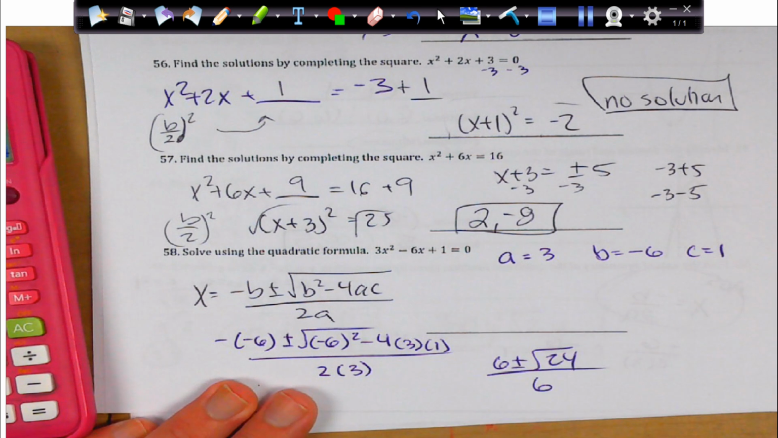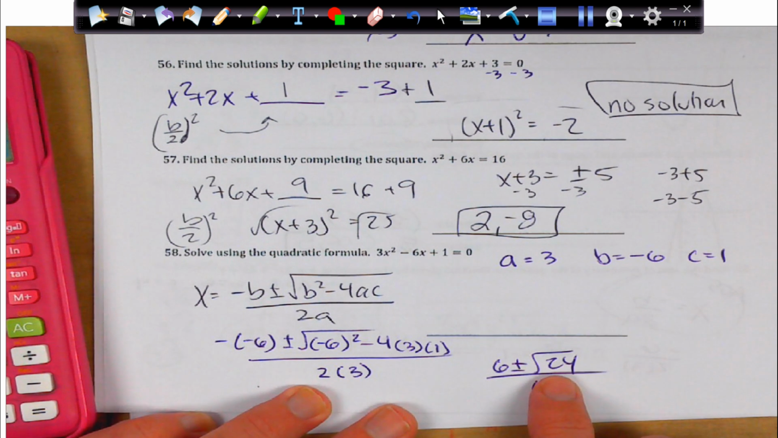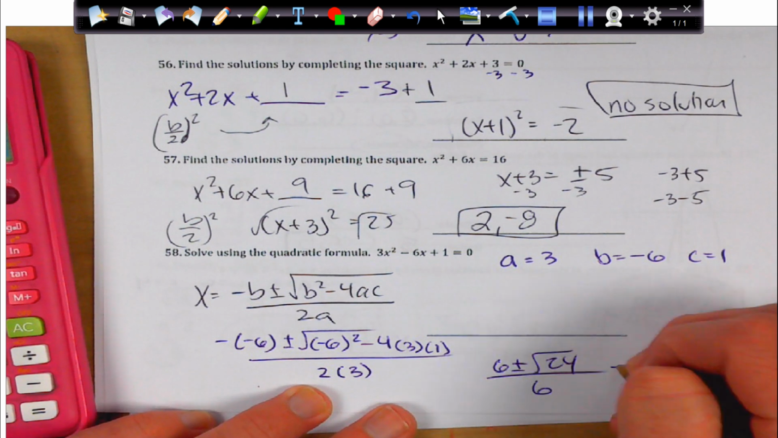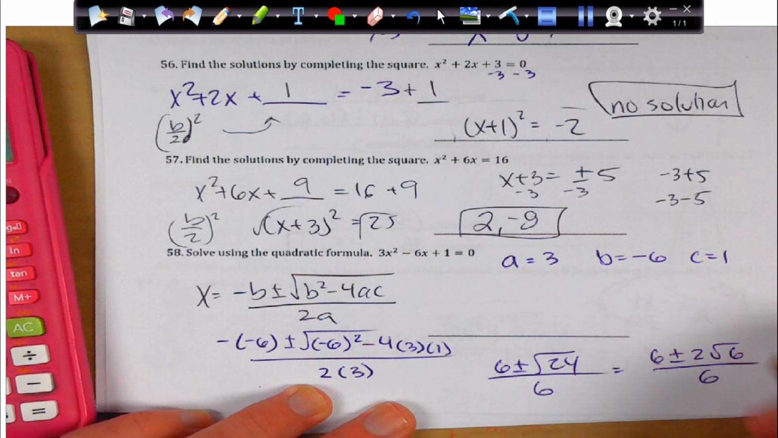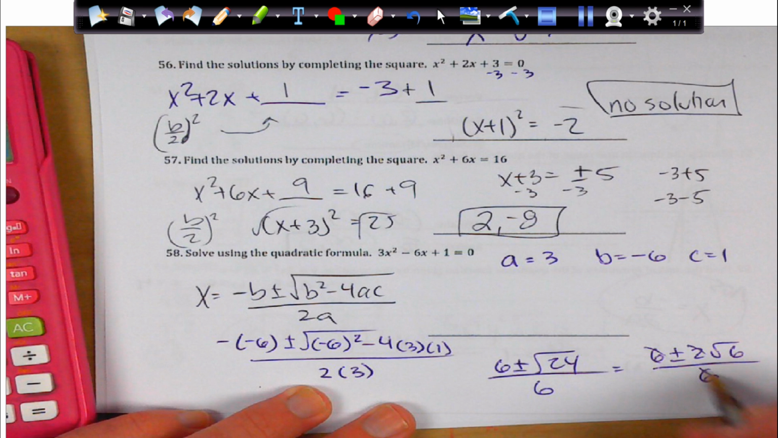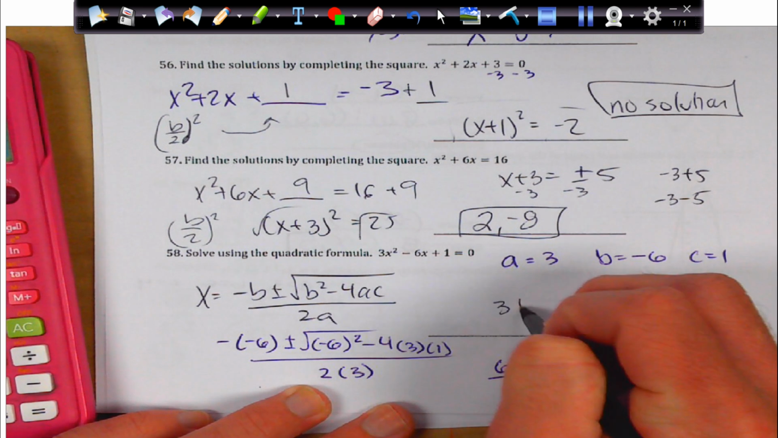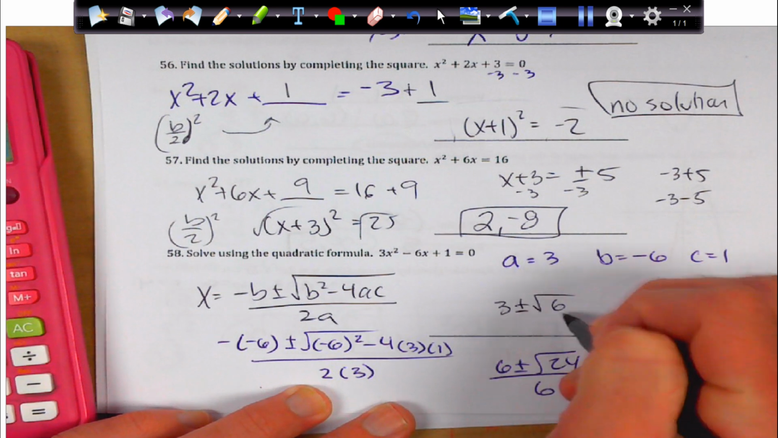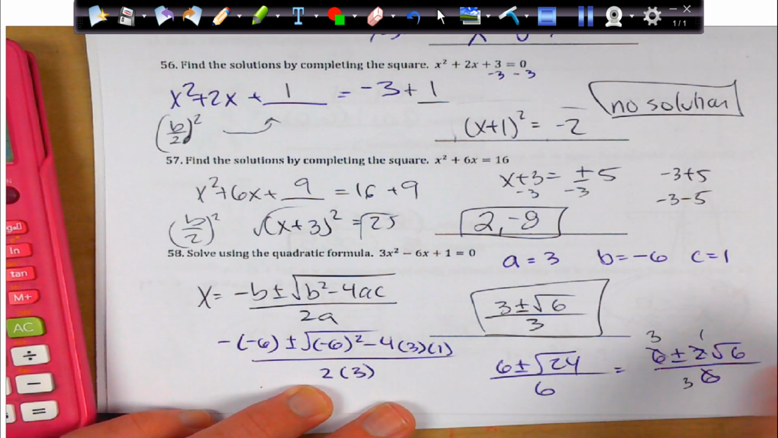Okay, so if you left it like that, you technically have the right answer, but the square root of 24 would break down. You could do 4 times 6, and we could break that down to 2 radical 6 over 6. And I can divide everything by 2, boom, boom, boom, and that would be 3, 1, and 3. So I should get 3 plus or minus the square root of 6 all over 3 as my final answer.